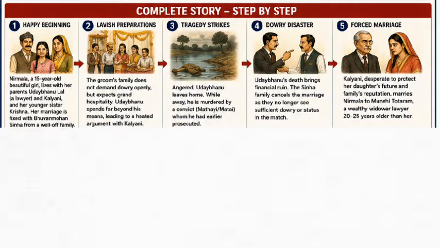Now, what happened? Kalyani, Nirmala's mother, now faces a difficult situation. She worries that keeping an unmarried daughter at home will damage the family's reputation and become an even greater burden. After several unsuccessful attempts to find another suitable match, she agrees to marry Nirmala to Munshi Totaram, a wealthy but elderly widower who is almost 20 to 25 years older than Nirmala.